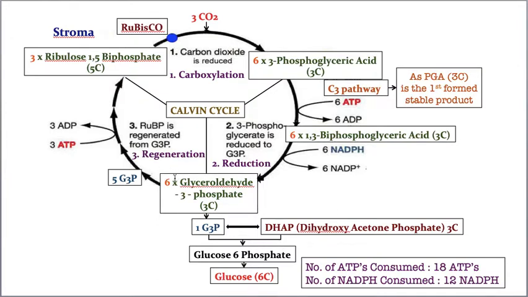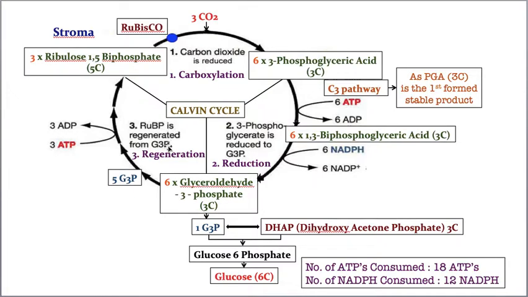In regeneration, how many enter? Tell me. Of the 6 glyceraldehyde 3 phosphates, one comes out, which helps in the formation of glucose, whereas 5 remain. These 5, by utilizing 3 ATPs, again convert into ribulose 1,5 biphosphates, that means RuBPs.